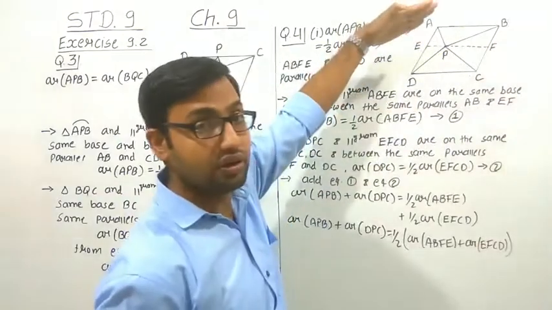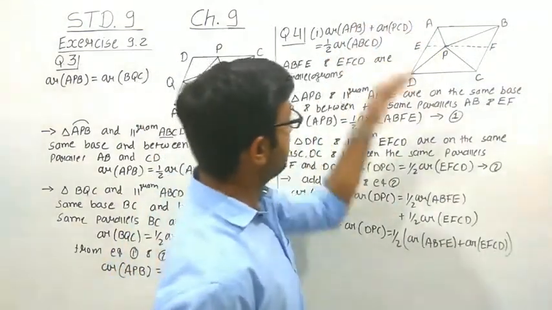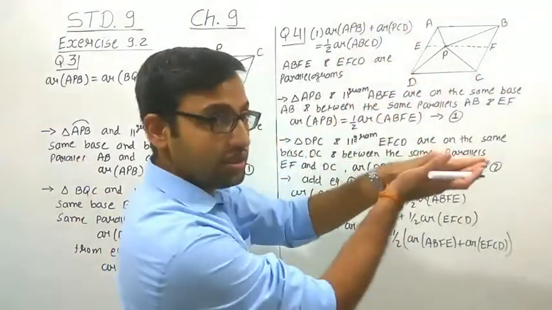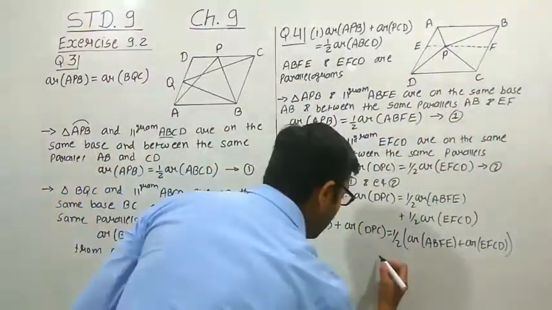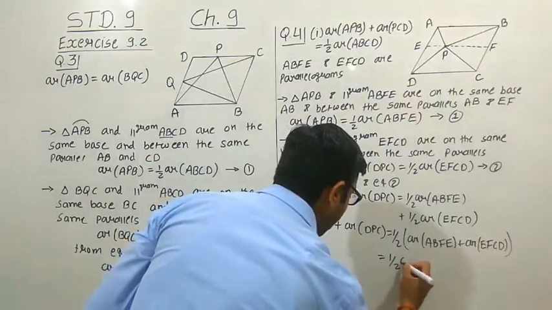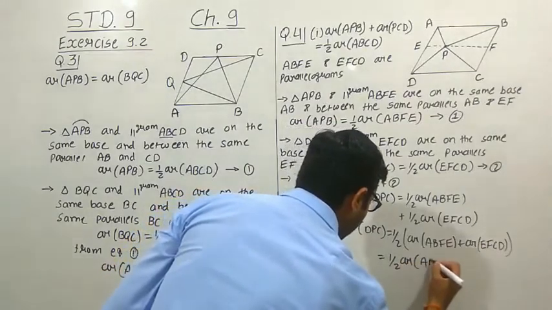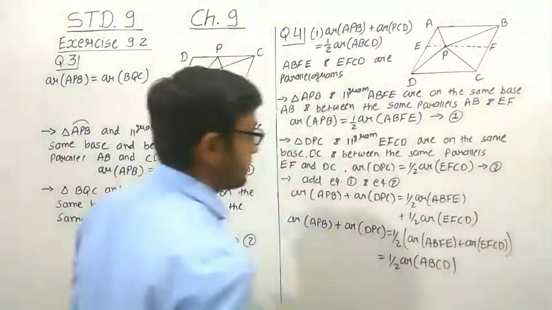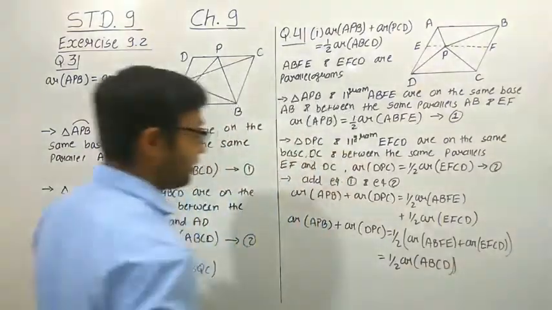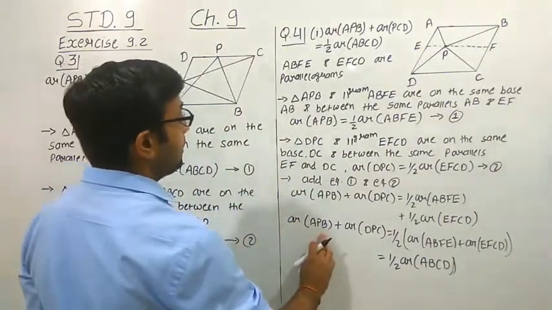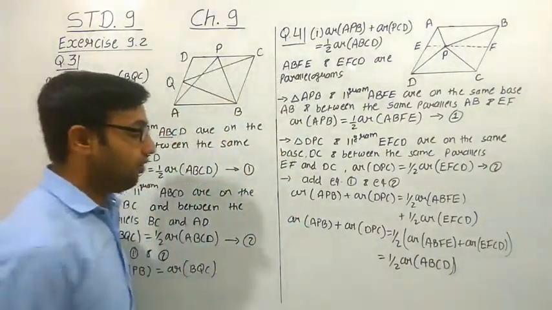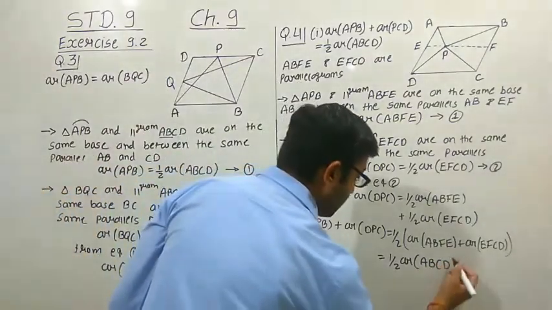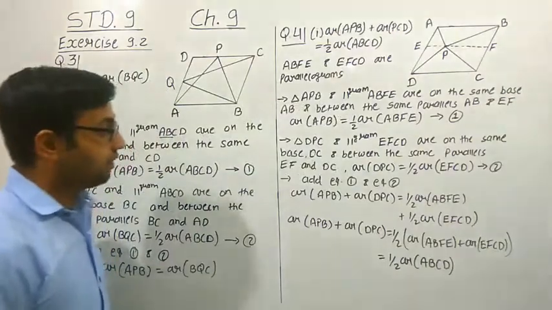ABFE means the upper parallelogram, EFCD means the lower parallelogram. If we add both these areas, we get the total area of the parallelogram ABCD. So here we can write down 1/2 area of ABCD. That is the required result. Area of APB plus area of DPC is equal to 1/2 area of ABCD. This is the first result that we have to prove.